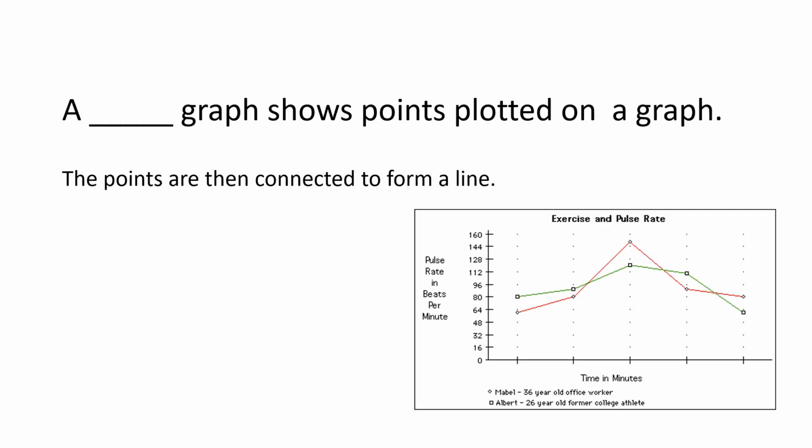Now what about this one? A blank graph shows points plotted on a graph. These are the points plotted on this type of graph. The points are then connected to form a line. So what is this? Obviously, this is a line graph.